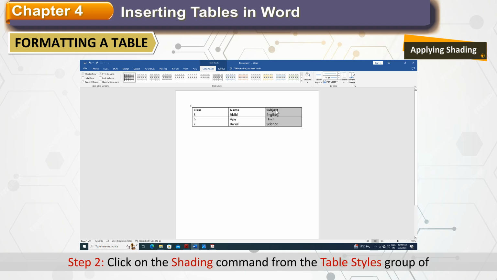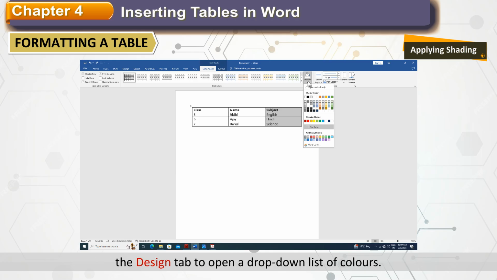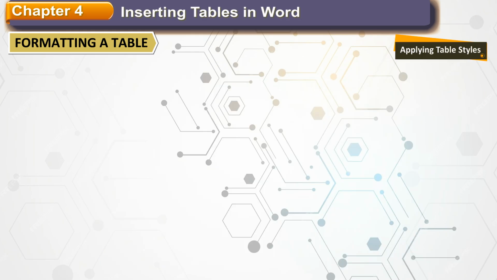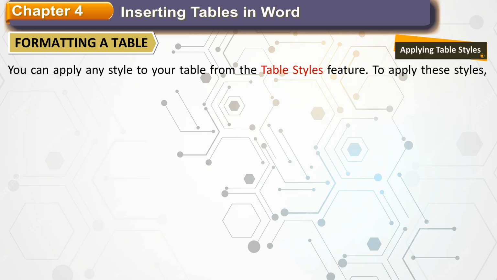Step 2. Click on the Shading command from the Table Styles group of the Design tab to open a drop-down list of colors. Step 3. Click on a color from the list. The shading will be applied to the selected cells, rows, or columns. Applying table styles. You can apply any style to your table from the Table Styles feature. To apply these styles, follow these steps.